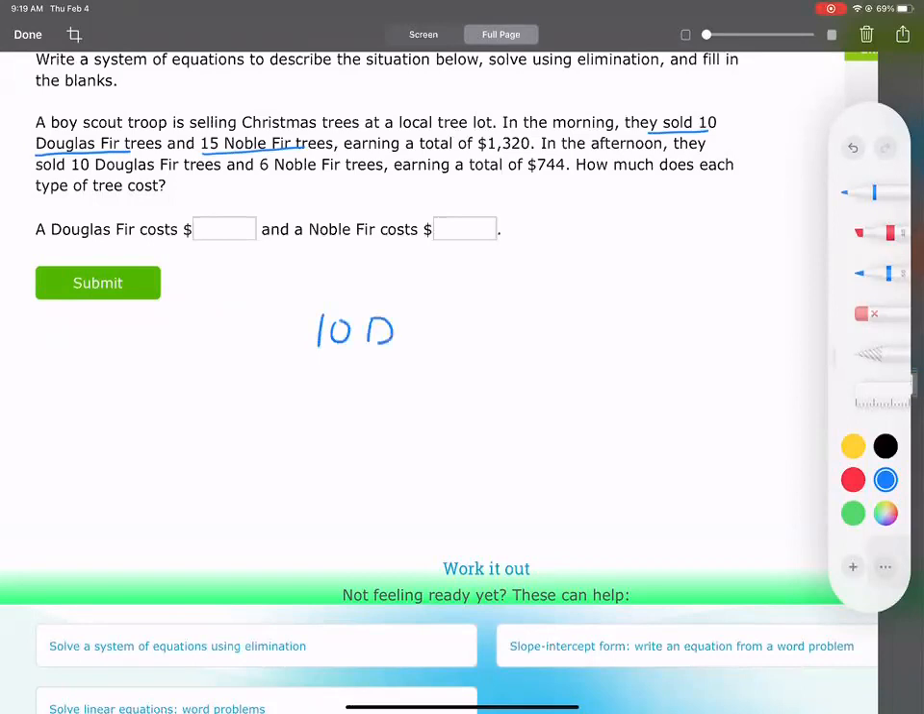Okay, 10 Douglas firs. I'll use the letter D for that. And then they also sold 15 noble firs, and they made a total of 1,320. Okay, that's the equation. I sold so many Douglas, so many nobles, and they added up to 1,320. In the afternoon, they sold 10 Douglas firs. Wow, these still a lot. And they sold 6 noble. They earned a total of $744. Now, how much does each tree type cost?